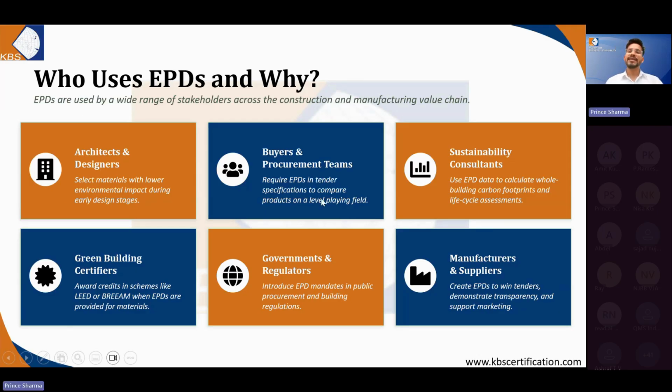Then buyers and procurement teams. Particularly if we talk about the construction industry, or otherwise other industries like automotive and different industries like textile.